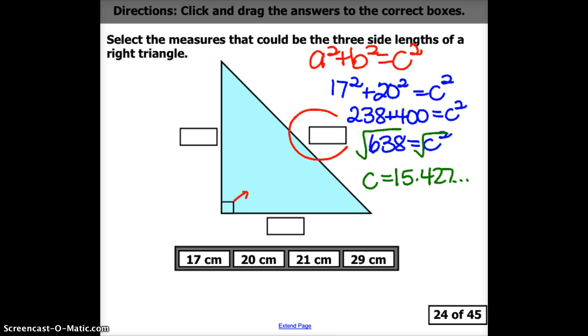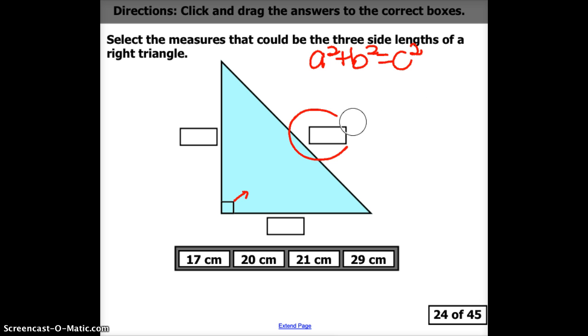So I know that the two legs cannot be 17 and 20. Great. It doesn't mean that one of them can't be 17 and one of them can't be 20, but at least I know that those two legs together can't work out. So now let's look at maybe 17 and 21. Maybe those will work out better for me. So I'm going to substitute those values in again. 17 squared plus 21 squared equals c squared.